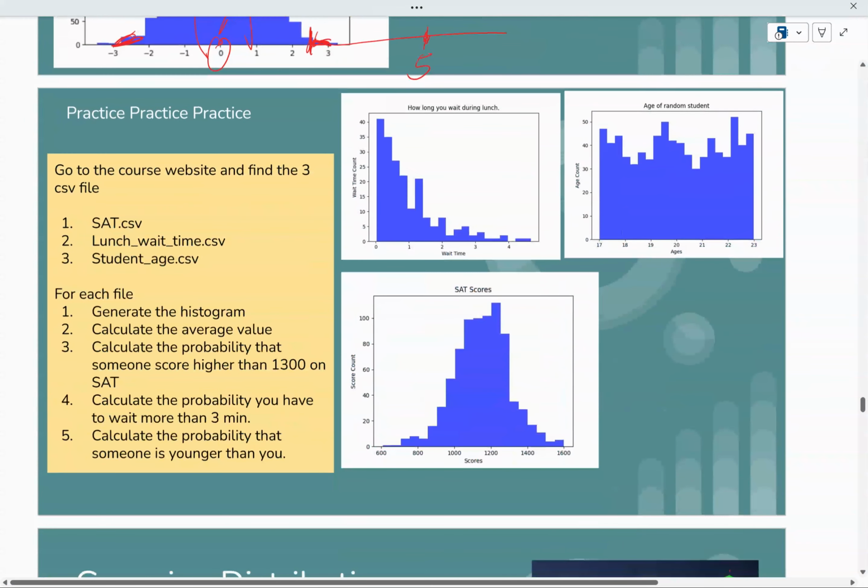Okay, so for your next practice, what we want to do is go to the course website and find these 3 files. And I want you to practice generating the histogram for each of them, and then see if you can calculate the average, right? And calculate the probability that someone scores higher than 1300 on the SAT. So this one was the SAT score. And then you want to calculate the probability that you have to wait more than 3 minutes. So this one is how long you have to wait in line for lunch. So you want to calculate the probability that you wait longer than 3 minutes, or calculate the probability that someone is younger than you. So this is the age of a random student at the university. Okay.